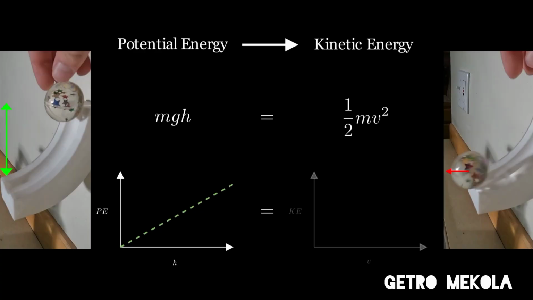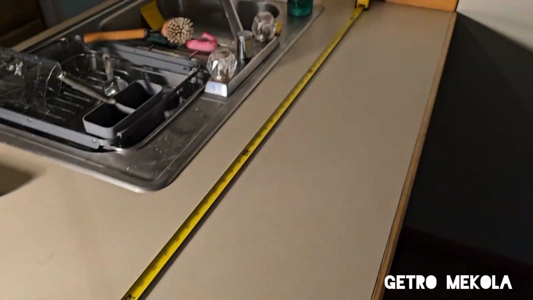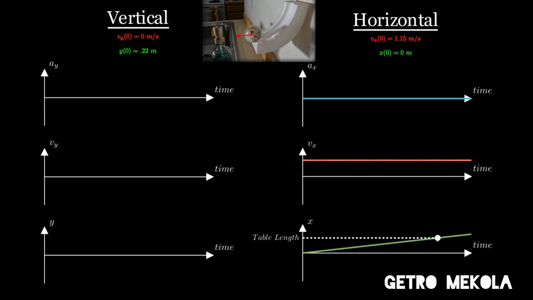For the ramp, we'll just assume energy is conserved, so the 0.067 meters of gravitational potential energy will be converted into kinetic energy, meaning the initial horizontal velocity of the bouncy ball for the next part will be 1.15 meters per second. Since we'll also assume no friction in addition to no drag, the bounces won't affect the horizontal speed, meaning there's no horizontal acceleration, and we can easily solve for the horizontal position, which looks like this. Since the length of the counter is 1.61 meters, we can see that the ball will travel for 1.4 seconds before it reaches the edge.